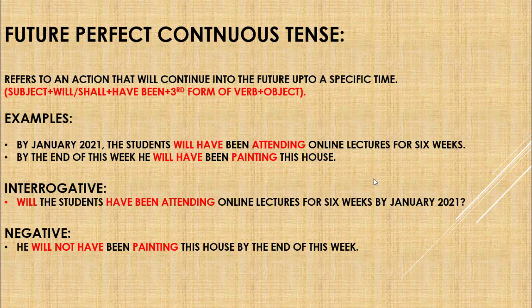In the negative sentence, we use not after the auxiliary verb will or shall. He will not have been painting this house by the end of this week.